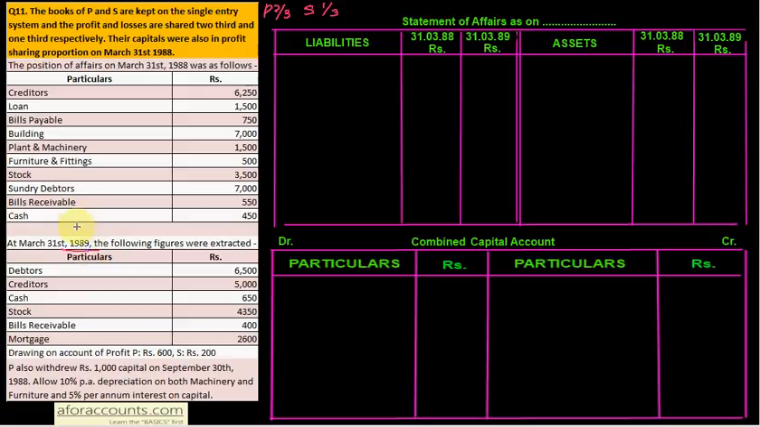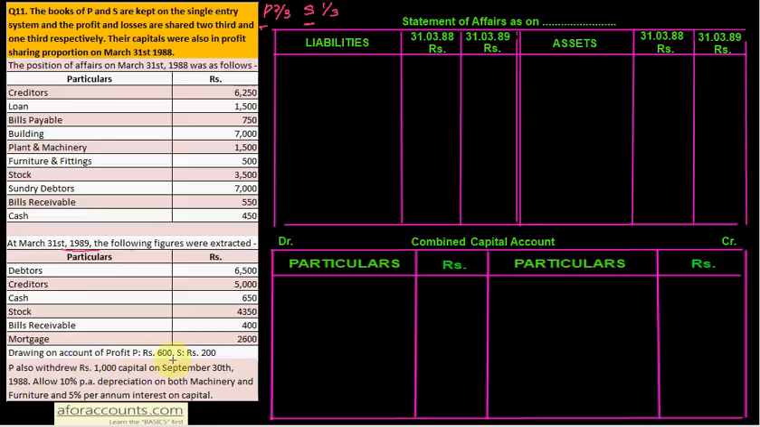Two things are given in which capital is missing, means we will have to prepare statement of affairs and the balancing figure will be your capital. Now the question is capital will be of P or S. So the answer is the capital will be the combined capital of both P and S, and from that we will learn further. So let's start the question. We have opening statement of affairs information, closing information and some other information.